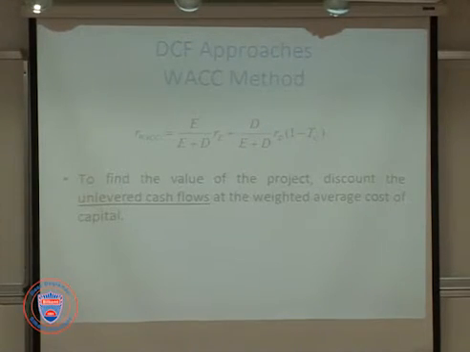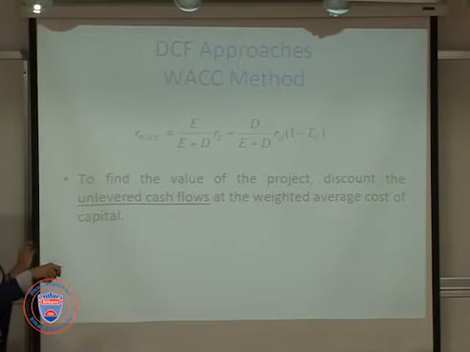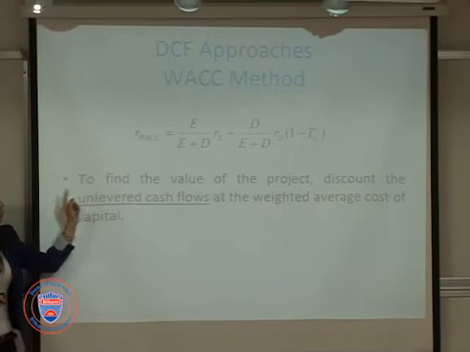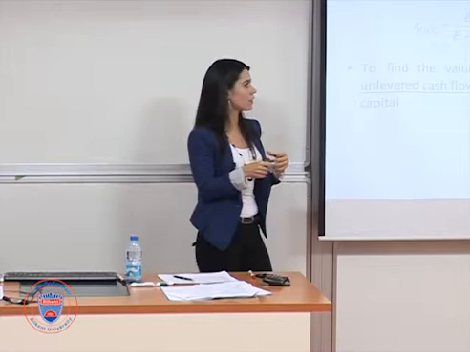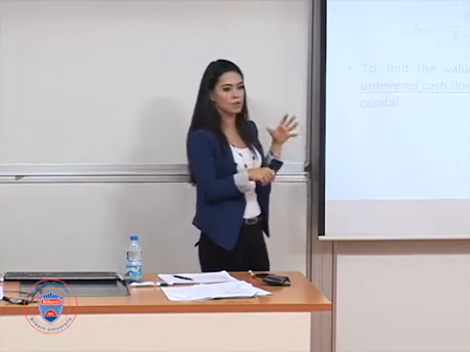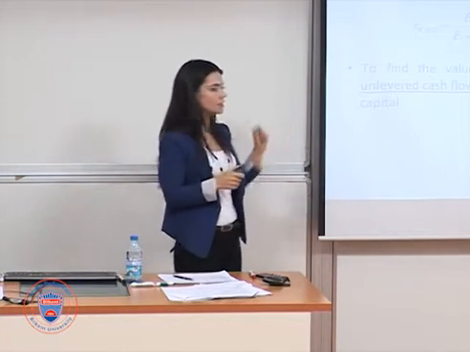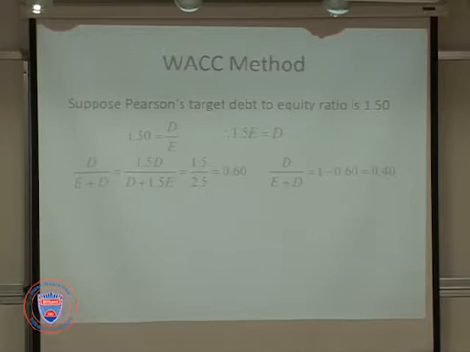The WACC method is the most commonly used one in industries everywhere. You remember these: weight of equity, cost of equity, weight of debt, cost of debt, and 1 minus t. To find the value of the project, we're going to discount unlevered cash flows at the weighted average cost of capital. And all the financing effect will be handled in those weights and in those tax considerations.